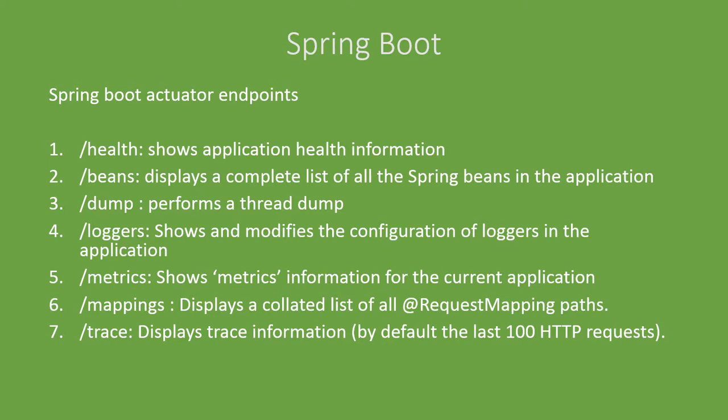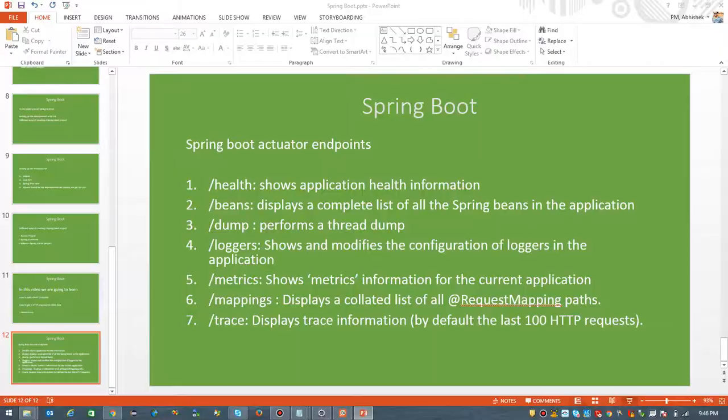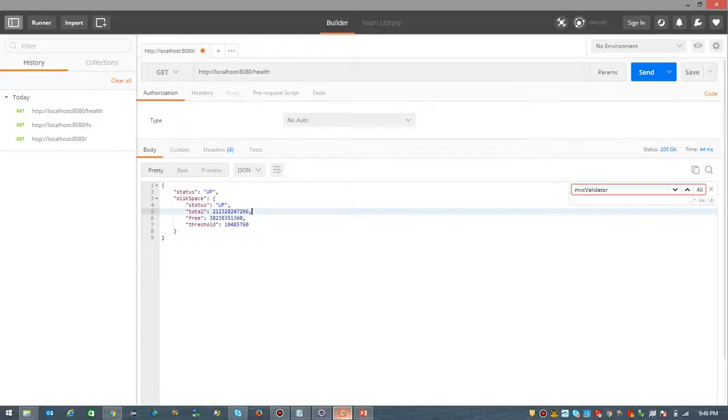And the mappings displays a collated list of all @RequestMapping paths. So for example, if your Spring Boot application has 100 request mapping paths, this slash mappings will provide a list of all of them, right? And the last is the trace, wherein it displays trace information, and by default it provides the last 100 HTTP requests. Okay, so let's check all of these here in Postman.